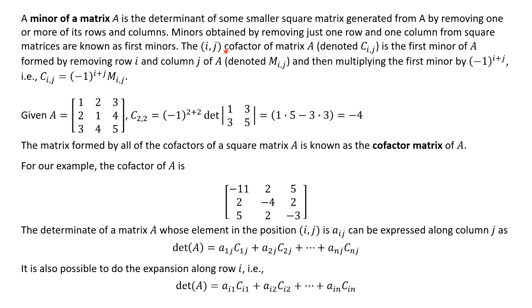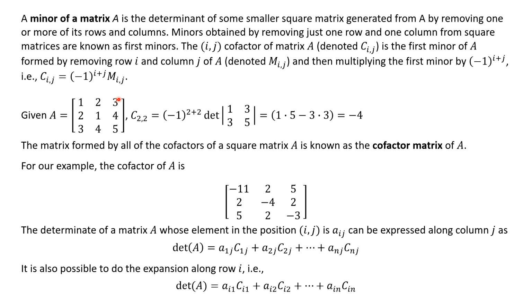The ij cofactor of A, denoted Cij, is the first minor of A formed by removing row i and column j of A, and that's denoted by Mij, and then multiplying the first minor by minus 1 to the i plus j power. So in other words, C sub ij equals (minus 1) to the i plus j times Mij. We can look at an example here to maybe help clarify.